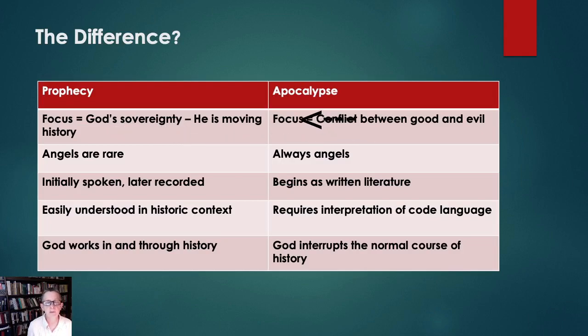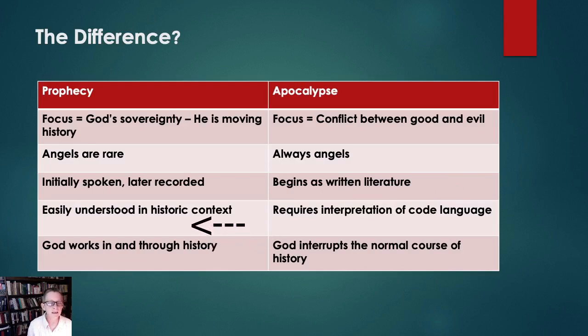While the focus of apocalypse is more about the conflict between good and evil, it has historical elements to it, but it's not predictive in the sense that prophecy is. In prophecy, there are not very many angels, but in apocalypse, there are angels coming out of the woodworks. Prophecy is initially spoken, like the Old Testament prophets, who spoke a prophecy out in the wilderness or something, and later it's recorded. Apocalypse, on the other hand, begins as written literature.